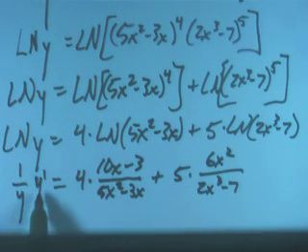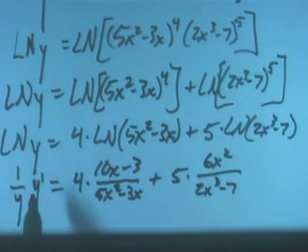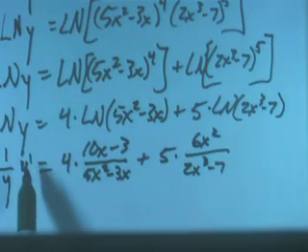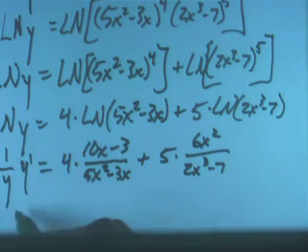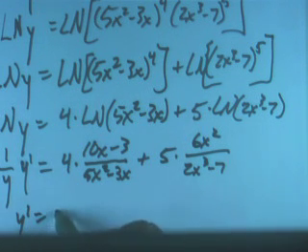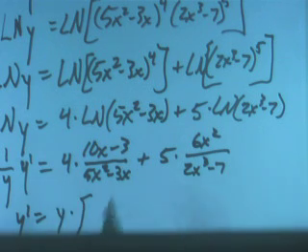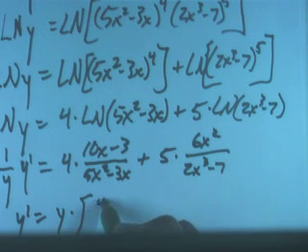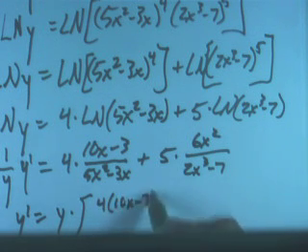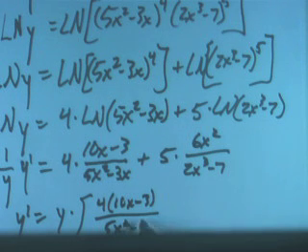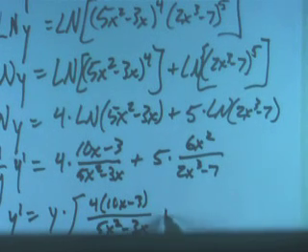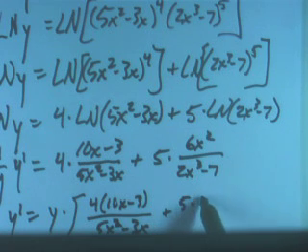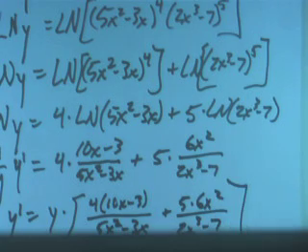Now we're trying to solve for y prime. We're trying to differentiate the original function, y. So we will have y prime if we multiply both sides by y. So we will do that. Y prime is equal to y times this whole other side over here, which is 4 times 10x minus 3 over 5x squared minus 3x plus 5 times 6x squared over 2x cubed minus 7.